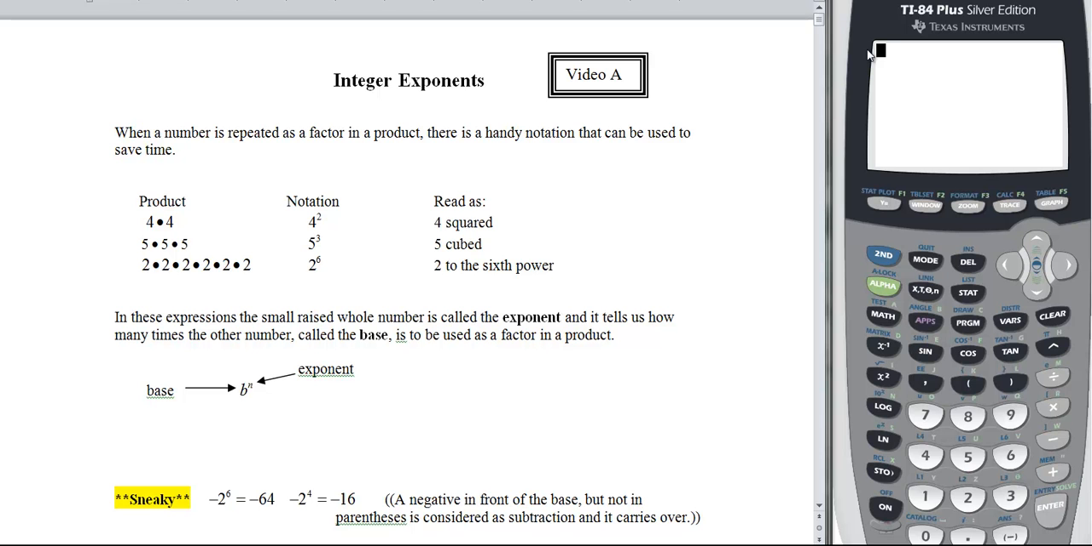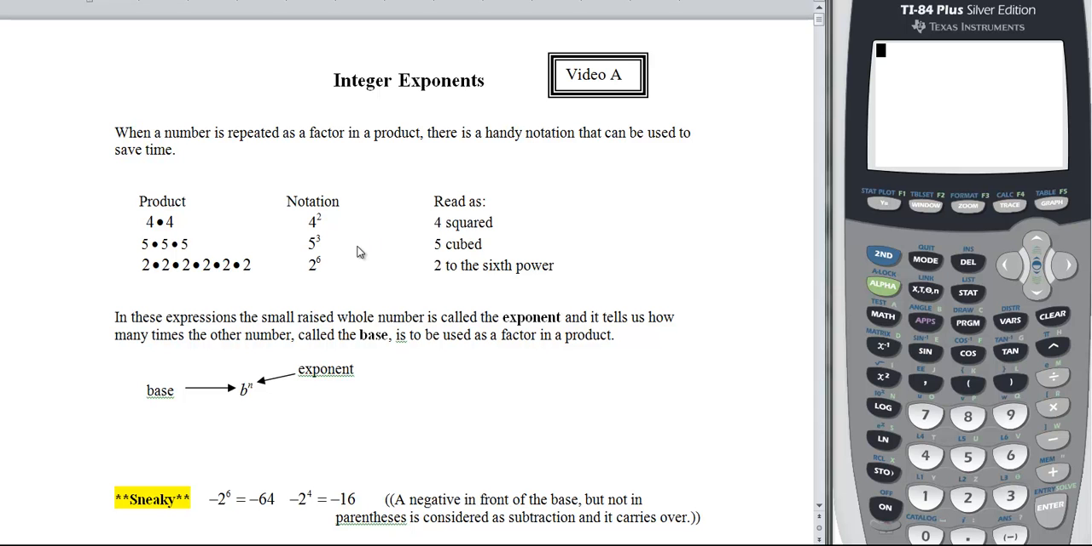Now we're going to look at integer exponents. When a number is repeated as a factor in a product, there is a handy notation that can be used to save time. So in my first situation right here, I've got 4 times 4. My factor is the same and it's been used as a factor twice. So I've got 4 to the second, or 4 squared.